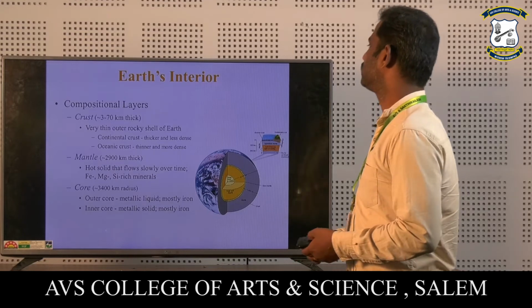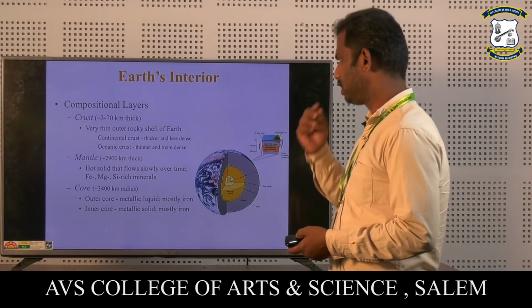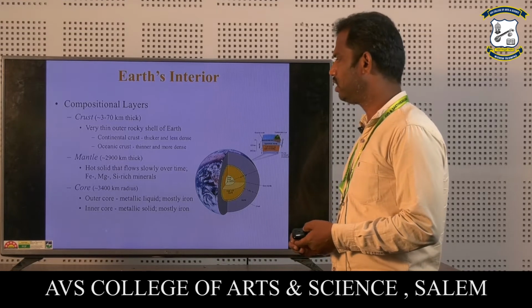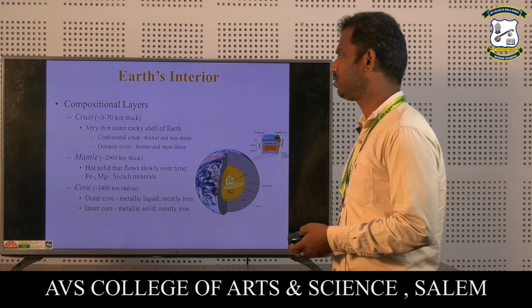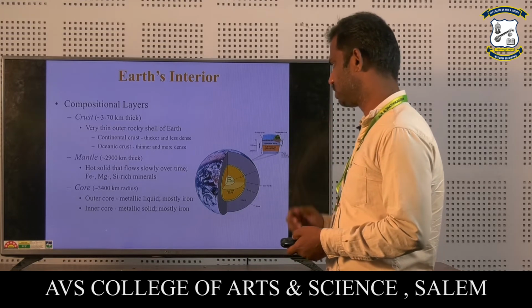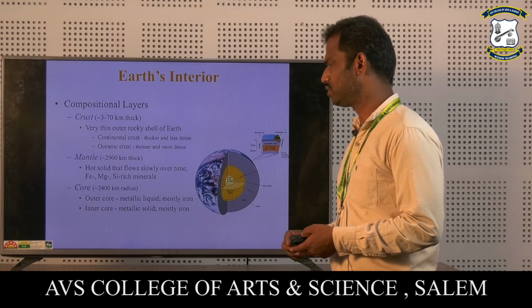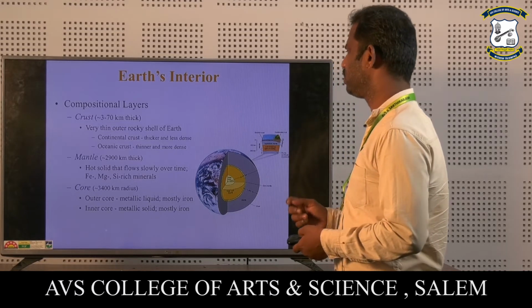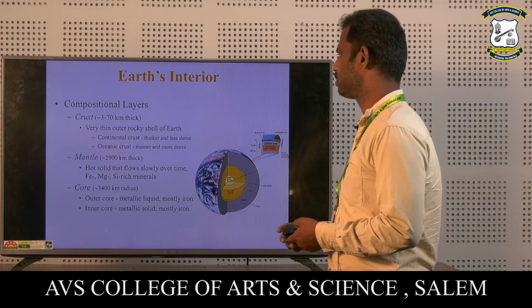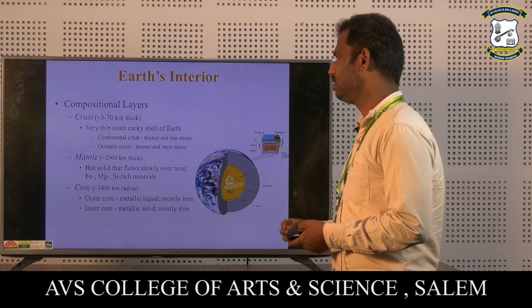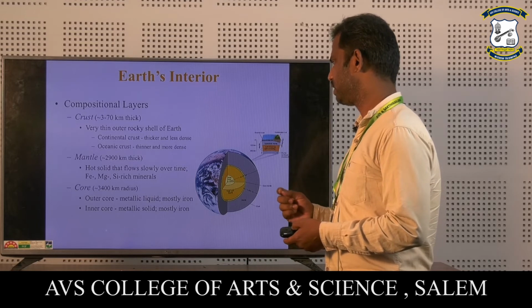Earth's interior has three compositional layers: crust, mantle, and core. The crust is 3 to 70 kilometers in thickness. The mantle is 2,900 km thick. The core has a 3,400 km radius. First, the crust is the very thin outer rock layer, consisting of continental crust and oceanic crust. Continental crust is thicker and less dense. Oceanic crust is thinner and more dense.